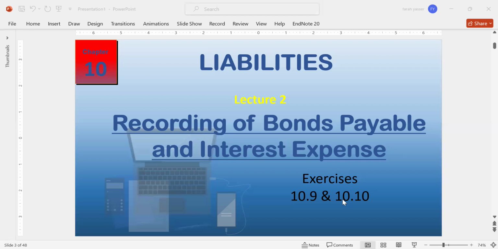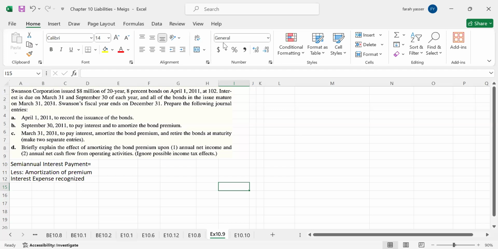So let's get started. Here we have an Excel sheet, exercise 10.9. In this problem, we have $8 million bonds payable. The company issued it on 1st April 2011. The time of maturity is 20 years, and the percentage of interest is 8%. And the important thing, the company issued it at 102.